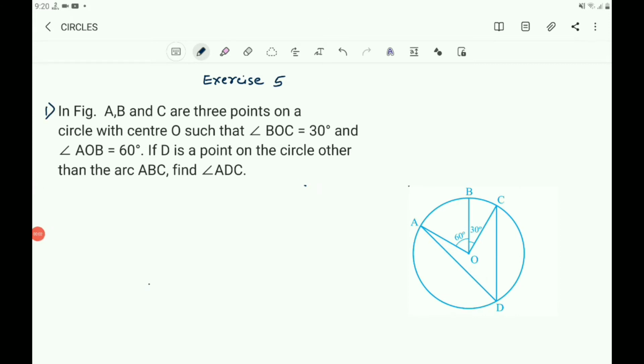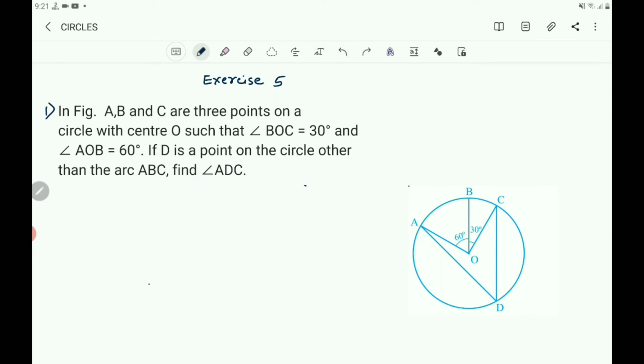Take the first question. In the figure, A, B and C are 3 points on a circle with center O such that angle BOC equals 30 degrees and angle AOB equals 60 degrees. If D is a point on the circle other than arc ABC, find angle ADC.